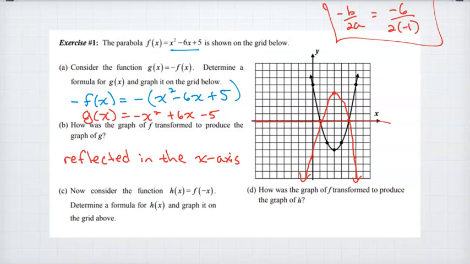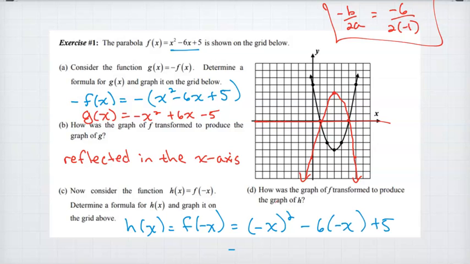Now let's consider the function h of x equals f of negative x. If I find h, let's do a different color. h of x equals f of negative x, which means every x value is going to now be negative x, which would be negative x squared minus 6 times negative x plus 5. So if I simplify that out, negative x squared is just x squared. Now this is plus 6x plus 5.